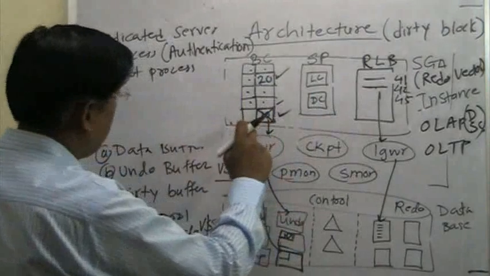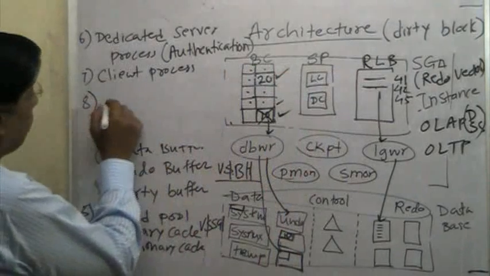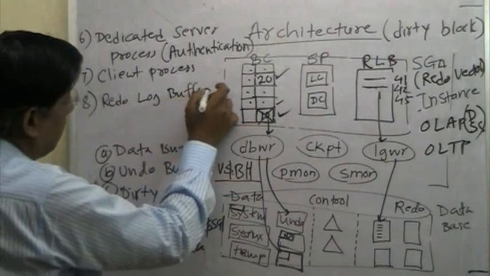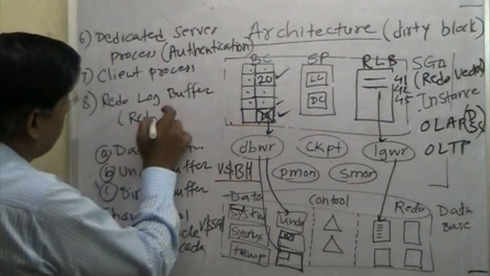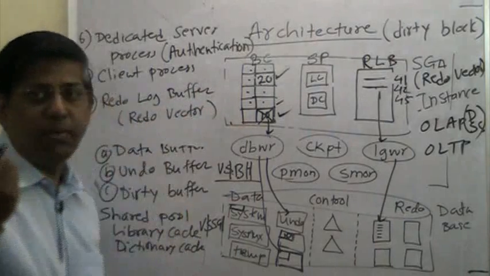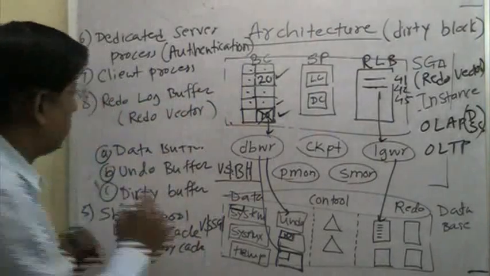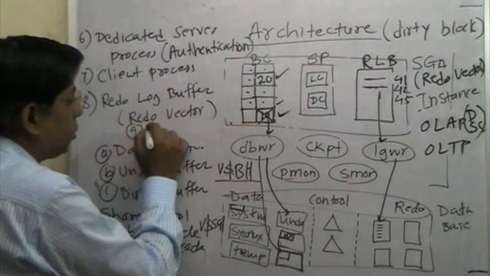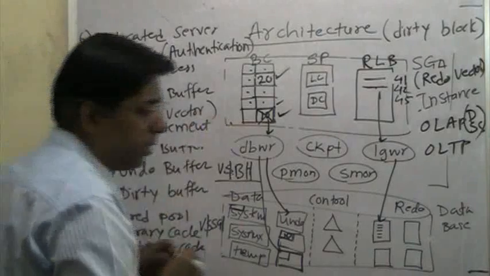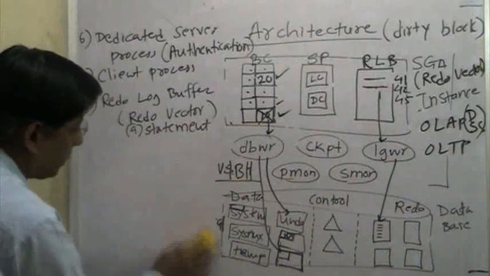So we have gone through the buffer cache and the shared pool, and the next terminology that we should know is the redo log buffer. What is inside the redo log buffer? It is the redo vector. Redo vector is basically the information that is required to redo the transaction in the future. Important parts of the redo vector are the actual statement, and along with that the SCN number.